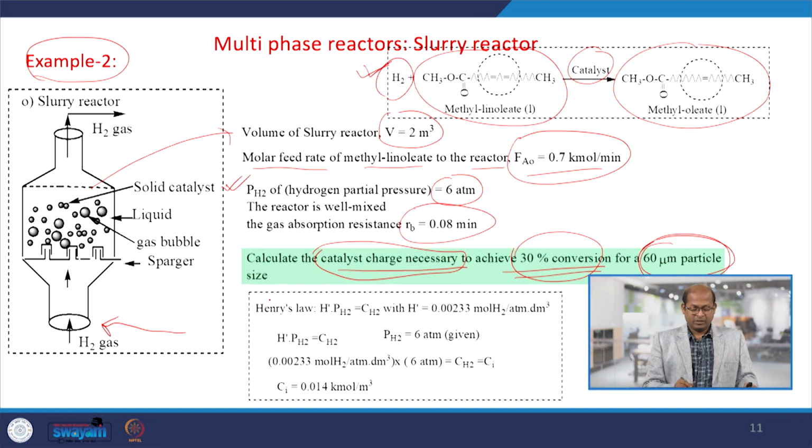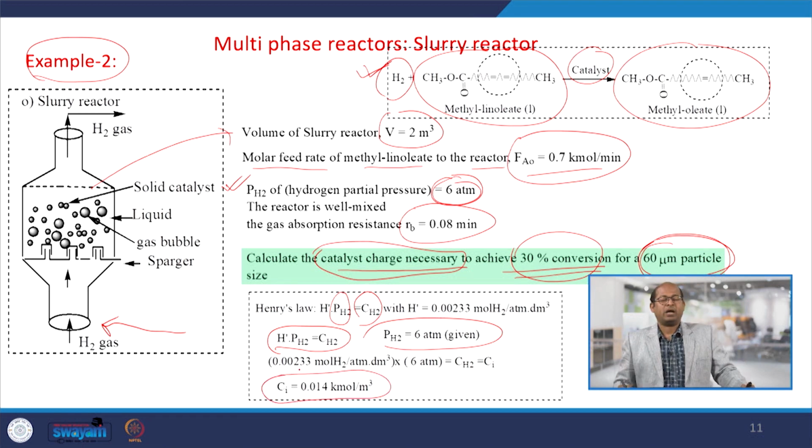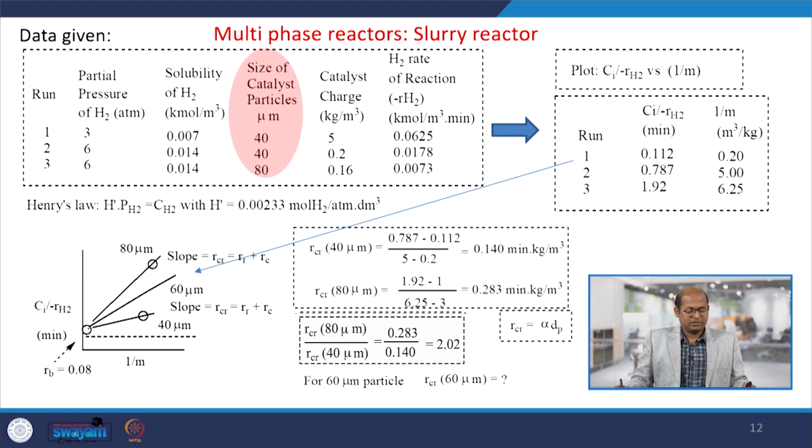Then step by step, how to proceed: here the pressure is given, so we can put this pressure here. Then the solubility or concentration of hydrogen in the liquid we can find out using Henry's law. So the concentration or solubility of hydrogen in that particular system is Ci equals 0.04 kilomole per meter cube, coming from Henry's law.